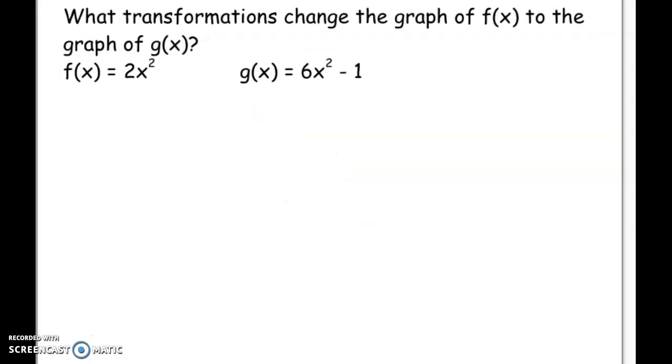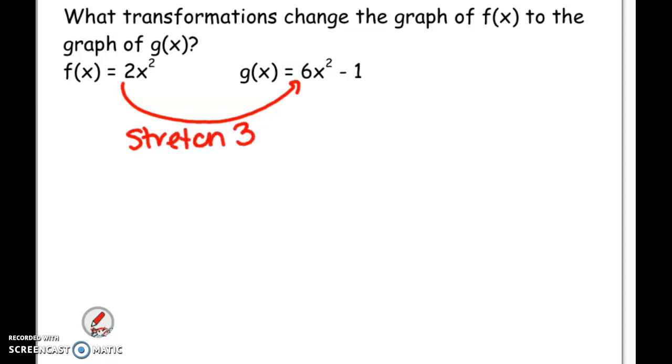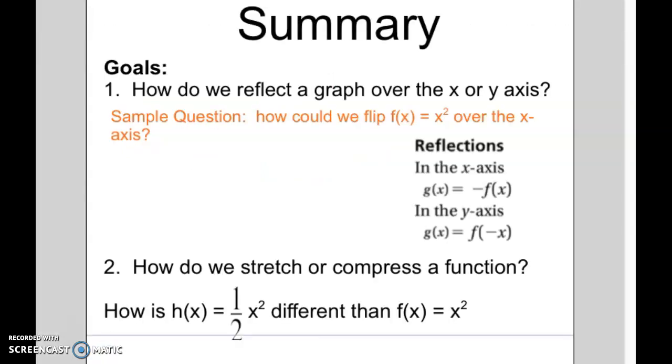So what transformations could we do to get from here to there? All right. So think about what can I multiply by to get from 2 to 6. All right, so maybe I'm going to first stretch by 3. Okay, then I need to go down 1 to take care of this, subtract 1. So stretch of 3, then down 1 would get me to my g of x function.